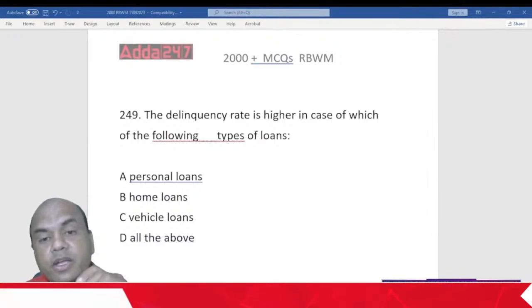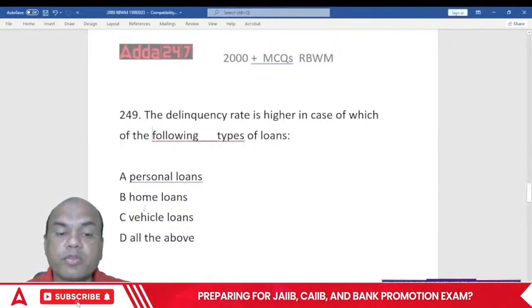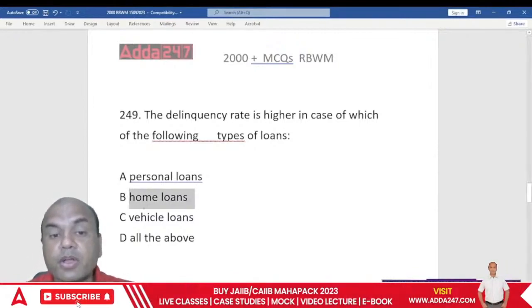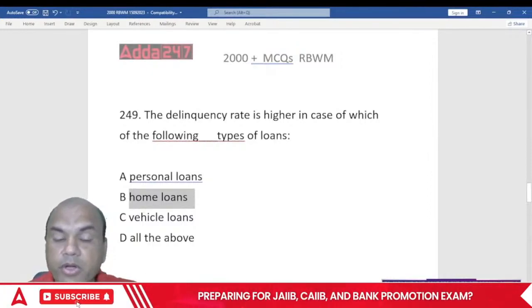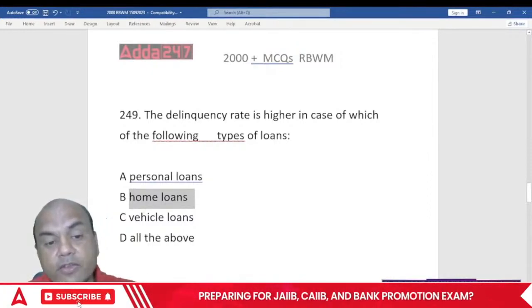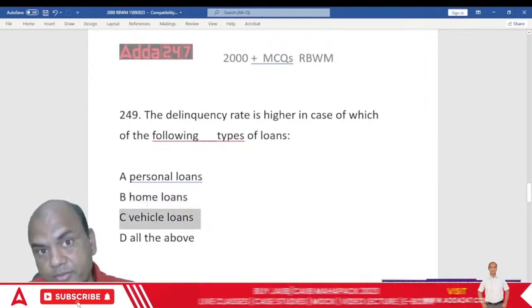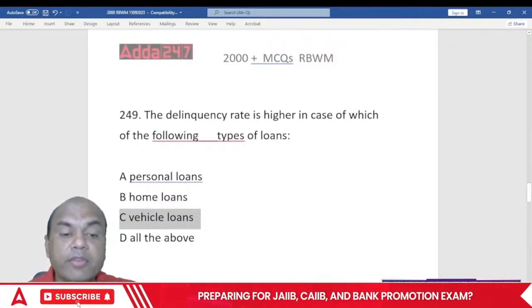In which of these loans will the borrower be least worried? Is it a personal loan, home loan, or vehicle loan? In a home loan, the borrower will be afraid that if he doesn't pay the EMI, the bank will sell off the property that is mortgaged to the bank. In a vehicle loan also, the borrower will be afraid that if he or she does not pay the EMI, the bank will sell off the vehicle.